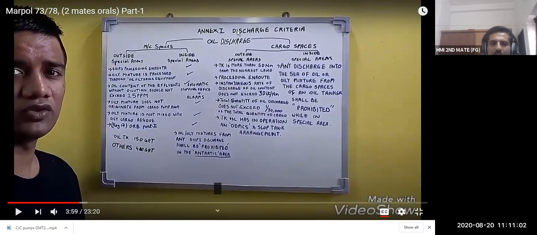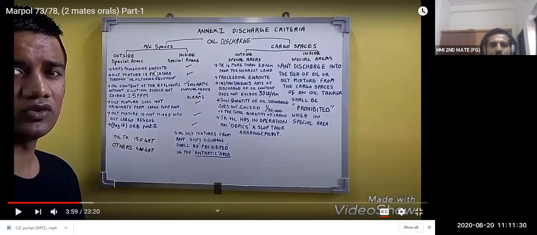So first, Annex 1 is divided into 2 parts: machinery spaces and cargo spaces. Both machinery spaces and cargo spaces are divided into 2 parts. So we have some special areas for MARPOL Annex 1. Machinery spaces discharge is divided into outside special area and inside special area, and cargo spaces discharge criteria is also divided into outside special area and inside special area.